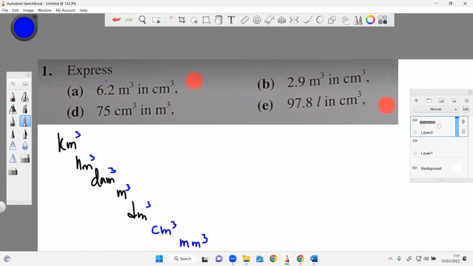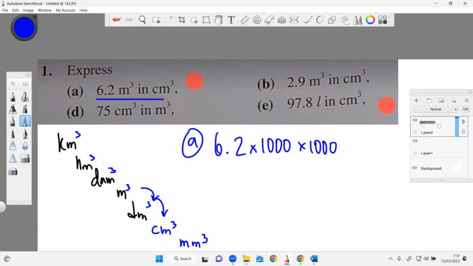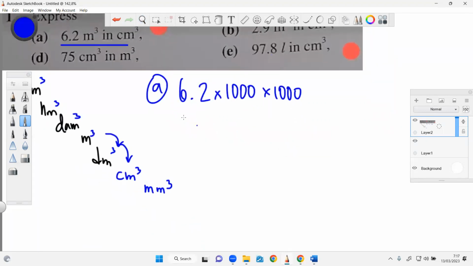If it is meter cube to cm cube, you have to go down by twice. Some of you might multiply by 2000. That's very, very wrong. Times 1000 for one step, another 1000 for the next step. You can just directly put 1 million. 6.2 million.